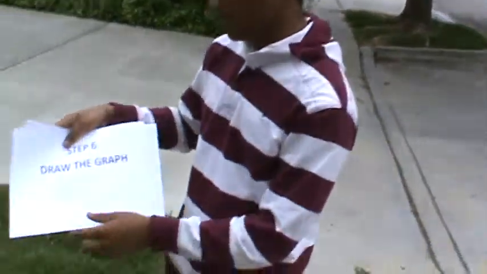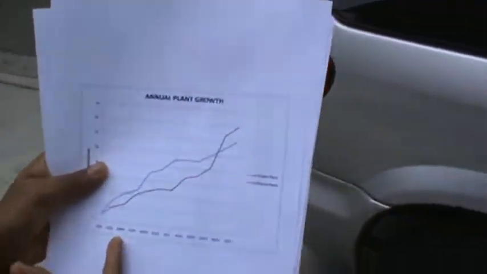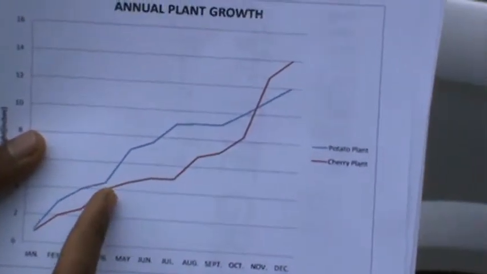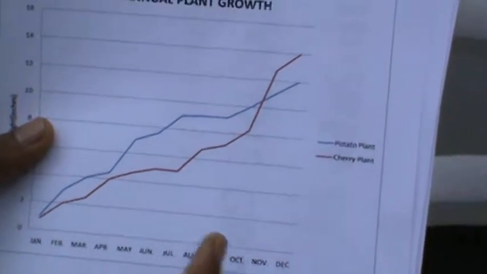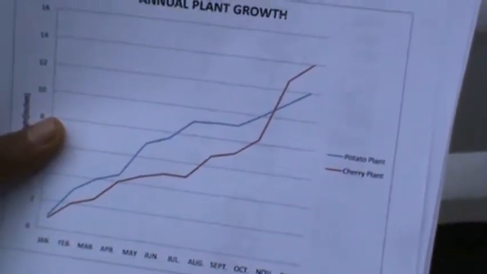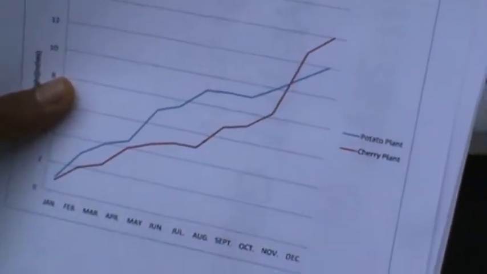After you have plotted the data points, step 6, draw the graph. This will help you determine if there's a sharp variation between the points or if there's no variation at all. For example, in our graph, as you can see here, we had a sharp increase in the cherry plant from October to December. And then from January through October, the growth of the cherry plant was constant. There was no sharp increase or decrease.